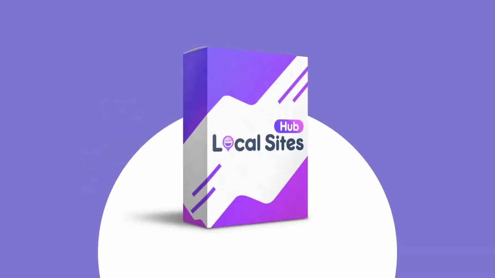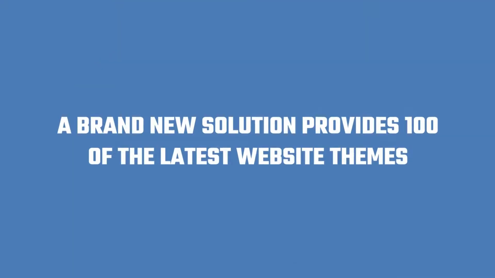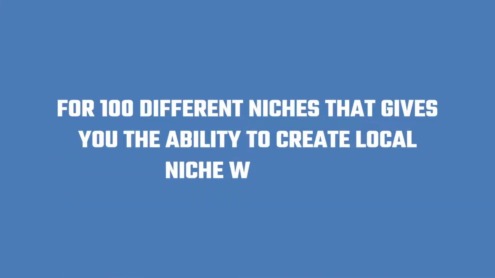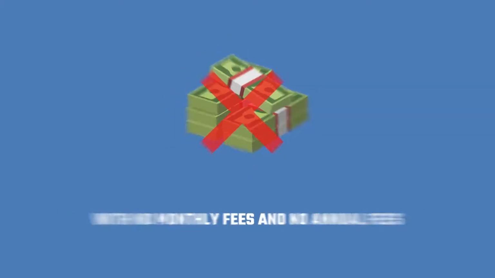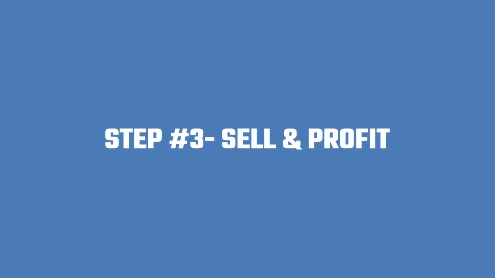Presenting Local Sites Hub. It's a brand new solution, and it provides 100 of the latest website themes for 100 different niches that give you the ability to create local niche websites in less than 2 minutes, with no monthly fees and no annual fees during the launch period. Just follow 3 easy steps. Step 1 is to choose, step 2 is to customize, and step 3 is to sell and profit.